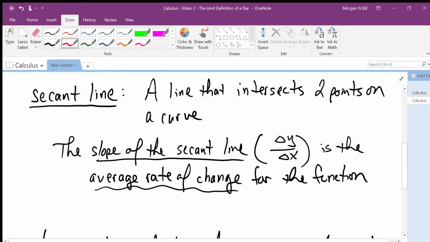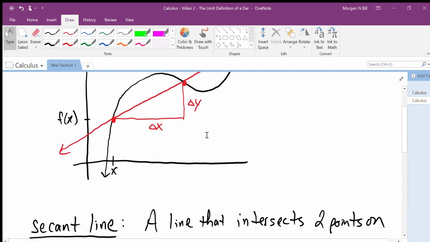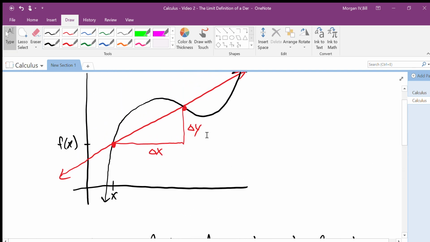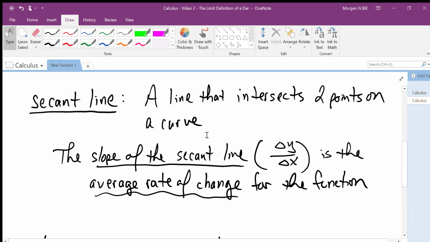And I was saying down here, the slope of the secant line, delta y, or change in y over delta x, is the average rate of change for the function. So it's how much is that function changing over that particular delta x, or time change, if we consider x to be a change in time. That is the slope of the secant line. Remember, slope is delta y over delta x. Okay, good.